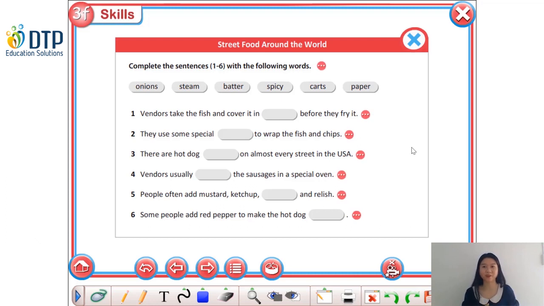And number 4, how do vendors cook sausage in a special oven?